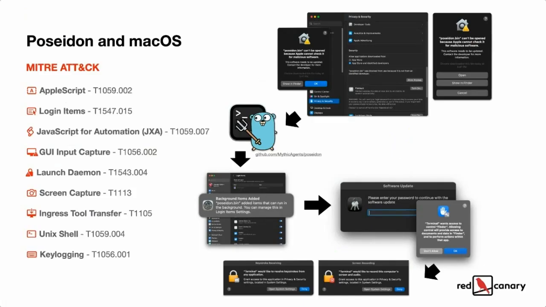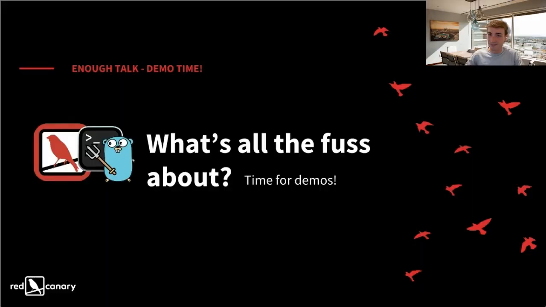So what does it look like? What does macOS do in response to some of these things? Well, if you were to just try to execute the binary directly, like we said, Gatekeeper would present a problem there. But then you're pretty much good to go as the code flow goes. So some things we'll be demoing here are JavaScript for Automation, also GUI input capture, launch daemons, screen capture, and keylogging. All right, so what's all the fuss about? It's time for some demos.